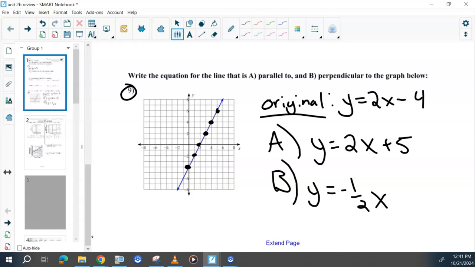So if you want to put -4 or 5, either of those would be fine. Or 0, or 1,000,000, whatever number you want.